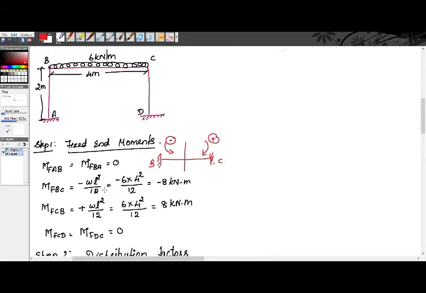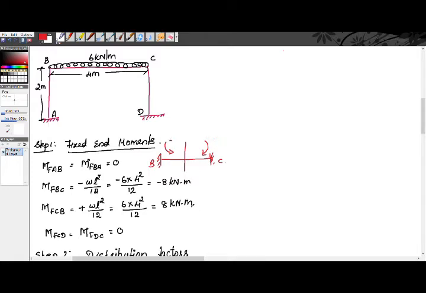The fixed end moment formula for UDL is WL square by 12. So substituting W as 6, L as 4, we get MFBC, fixed end moment at B for the span BC, is minus 8 kilonewton meter. And fixed end moment at C for the span CB is plus WL square by 12. So substituting, we get 8 kilonewton meter.